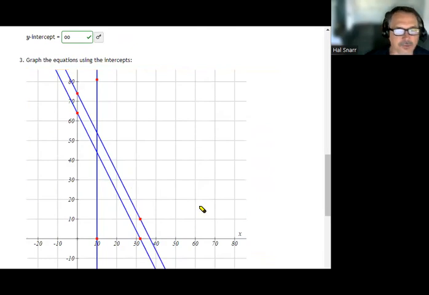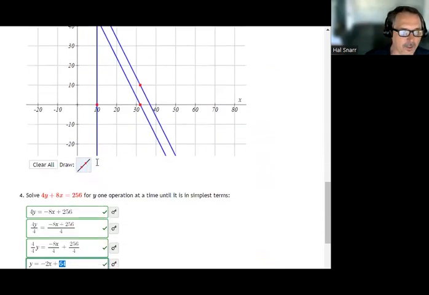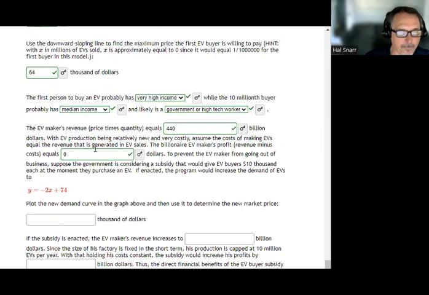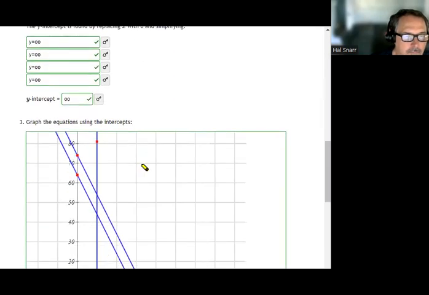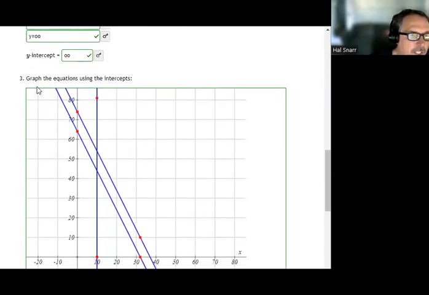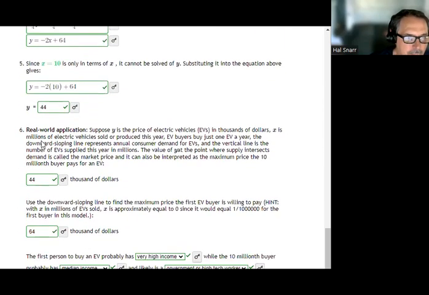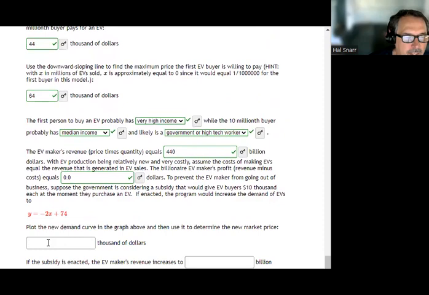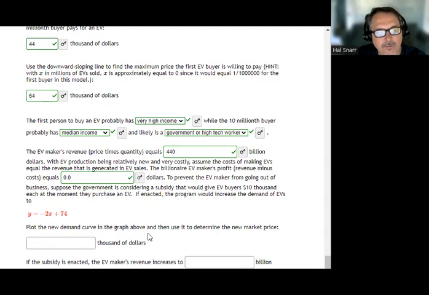Those look like parallel lines. And then I'll go ahead and hit enter. And now notice we have a green box around our graph. So our graph is 100%. So we did the graph correctly. Now, again, this is just a matter of reading the graph. We're going to plot the new demand curve in the graph above, and use it to determine the new market price.